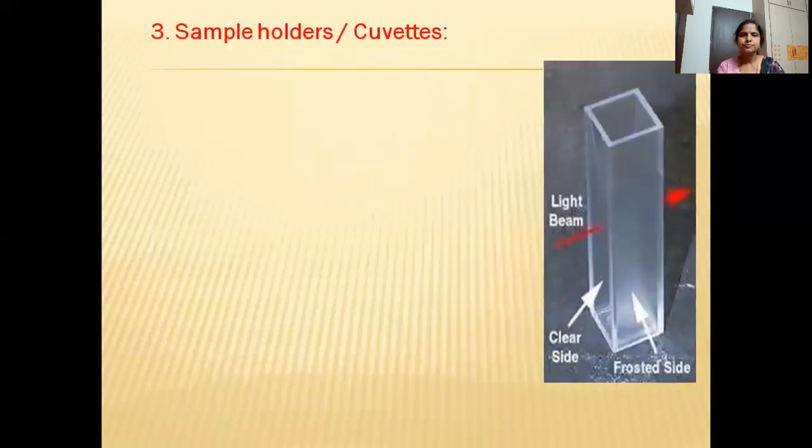Then sample holders. So cuvettes, these are the sample holders. They are made of glass. You can see there's a clear side, opposite sides will be clear, and these two opposite sides will be frosted. That means if you touch the surface of that, it will be rough, whereas the clear side is smooth. The light is passed through the clear side. So when you place this cuvette into the colorimeter, that is the cell holder, you have to see that the light passes through the clear side, not the frosted side.